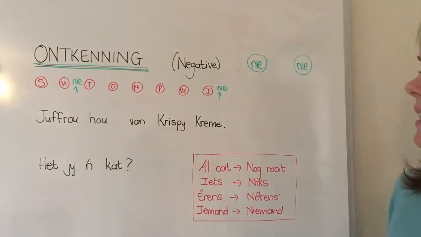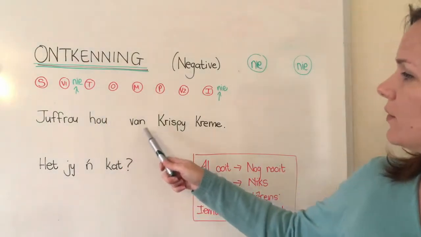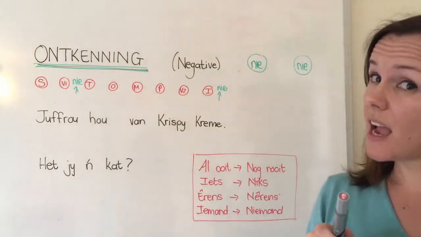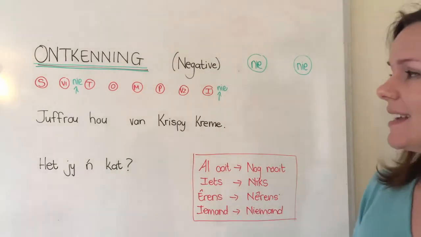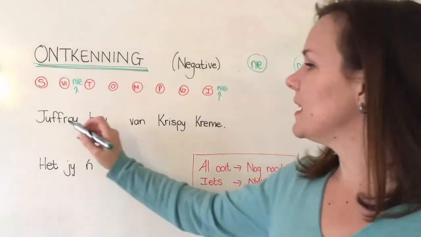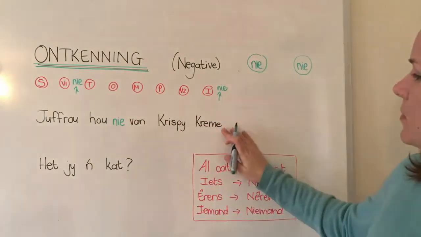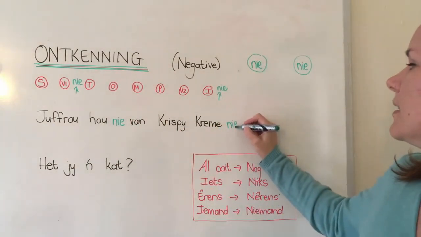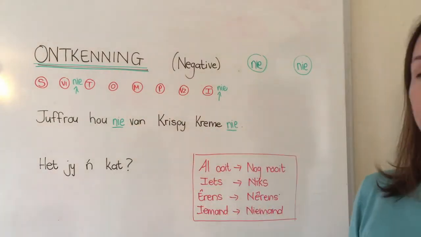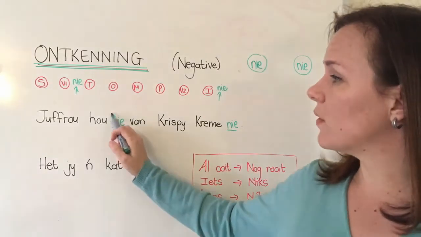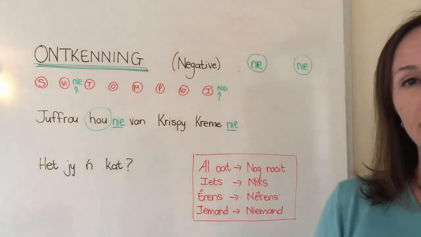So let's look at an example. This sentence says, Juffrou hou van Krispy Kreme. That's accurate, so I actually don't want to deny it, but let's change it to the negative. It will become, Juffrou hou nie van Krispy Kreme nie. There's my first knee and my second knee. The first one comes after verb 1 and the last one comes at the end.